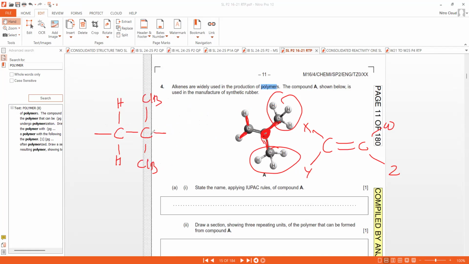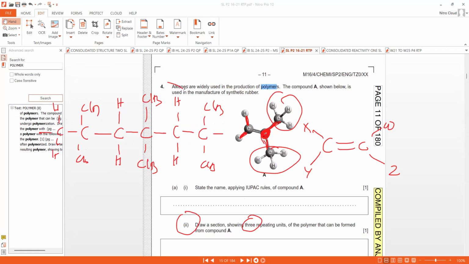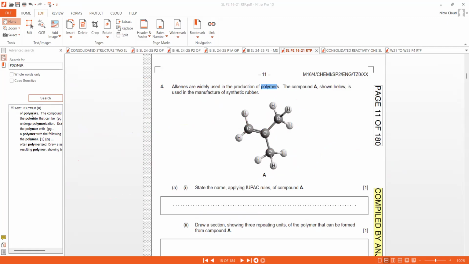If the question asks you to show 3 repeating units, okay, like here, draw a section showing 3 repeating units. Then all I need to do is draw 2 more. So again, I will draw this CC. These 2 carbon atoms are again these 2 carbon atoms which have double bond. And hydrogen, hydrogen, methyl, methyl. 2 done. Then third I can draw here. Hydrogen, hydrogen, methyl, and methyl, and continuation. Okay, this is how you draw the structure of the polymer from the structure of the monomer.